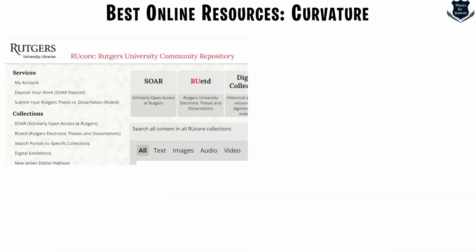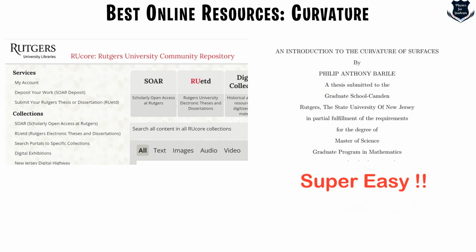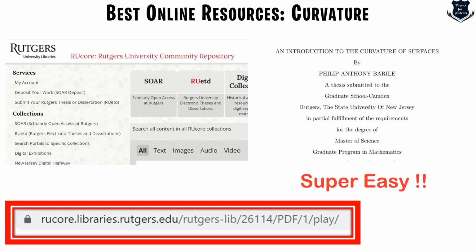Then we come to the Rutgers University Library. This is a nice book. Now note that this is by Philip Anthony Beryl. Although this is a kind of thesis, I have read this thesis. It is super easy, very simple and interesting, and it gives you a complete idea of curvature. This is the website through which you can download.